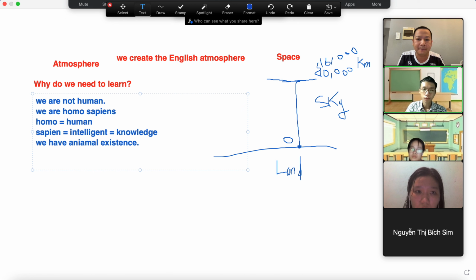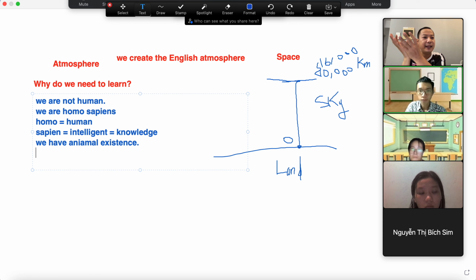So that's why we are Homo sapiens. Maybe you believe in the Christian view, or you believe in the science view. But actually, when they do research on our gene, we come from animal. So we have animal existence. And what is animal existence? Animal existence means you can see this is a circle, when the big animal, the strong animal, eats the small and the weak animal.